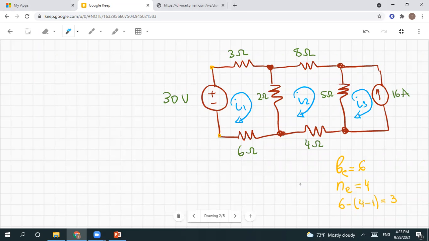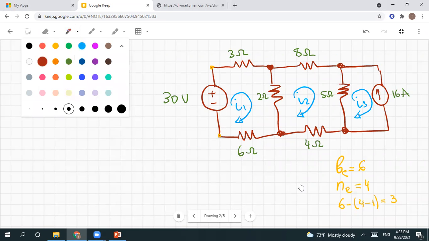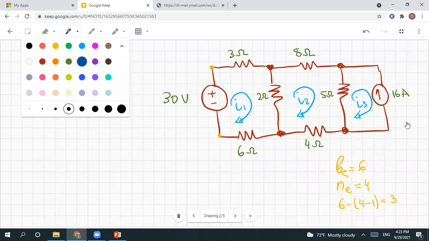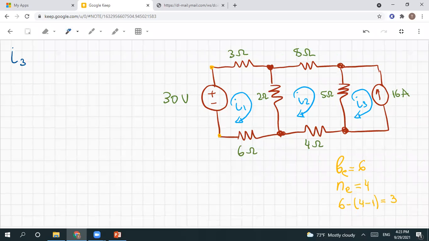Now I need to write the KVL for the 3 meshes, but I see that I3 is equal to the current source that I have. Since they have opposite directions, I can directly say that I3 is equal to negative 16 ampere. Once I have I3, I don't need 3 equations, I need only 2 equations, because the unknowns will be only I1 and I2. Is it clear for all of us? Is it clear what I'm saying?